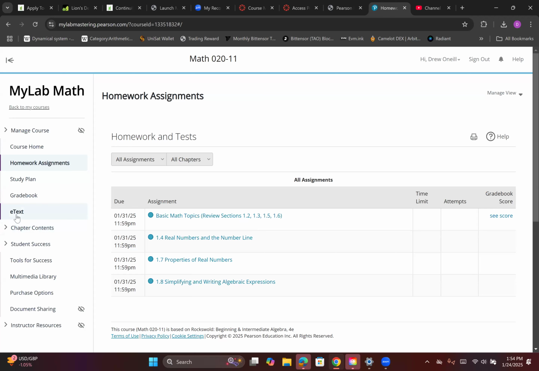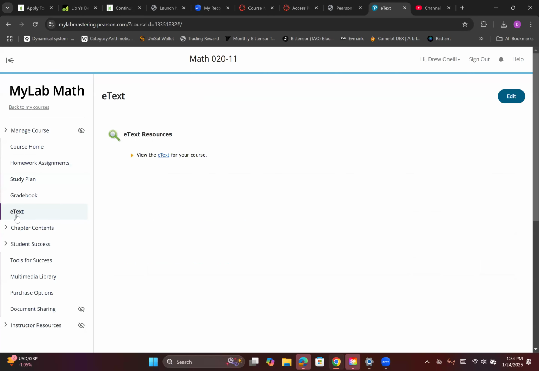The main thing would be the e-text, right? So when you purchase this course, you're going to get an ebook, right? And with that ebook, it's like having the physical book, but you don't actually have it, right? It's a virtual book. So you click that, and it's pretty straightforward from here, but I'll just show you a couple features in the book.